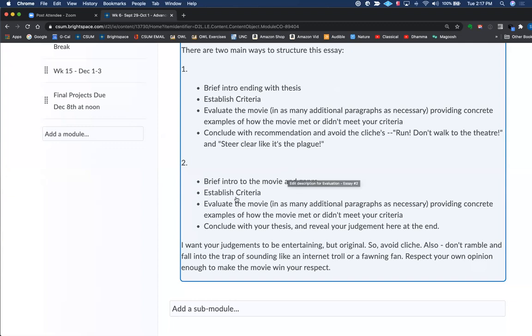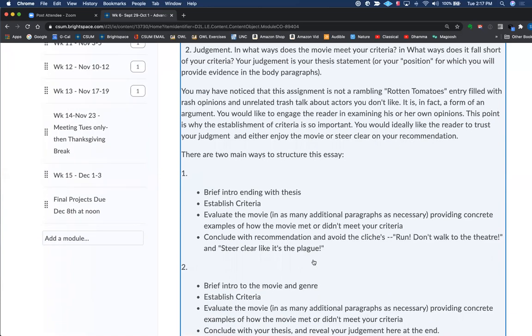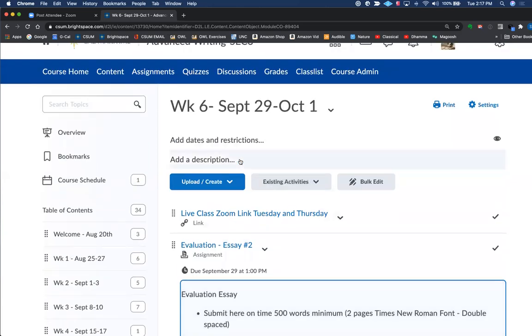So please read over all this good stuff and let's not let it ramble or fall into the trap of sounding like an internet troll. That's what we want to avoid here. So this isn't just take your favorite Rotten Tomatoes insult and sling it out here in an essay. I want you to come up with a thoughtful argument. Any questions?